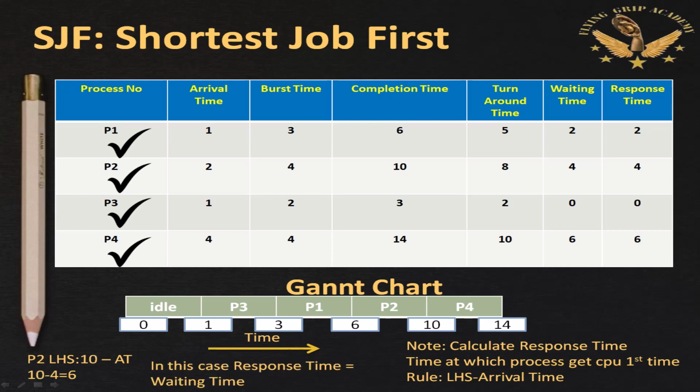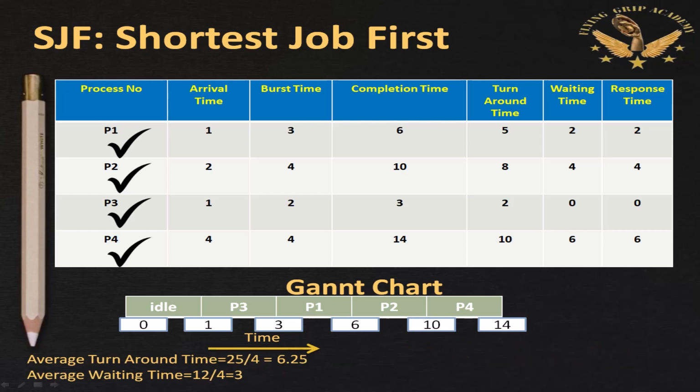So now we need to calculate the average turnaround time and waiting time. For average turnaround time, the total value is 25. So 25 divided by 4 is 6.25. Now average waiting time: the total is 12. So 12 divided by the total number of processes, which is 4, is 3.